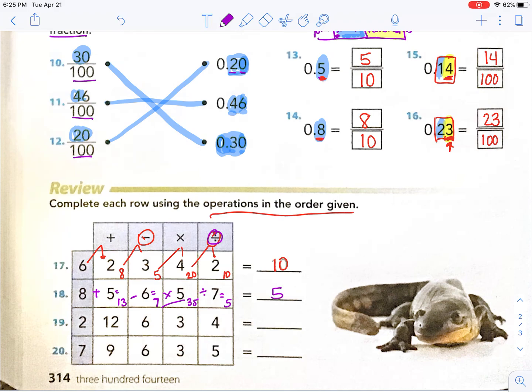So you're using these. I'll even put it right here. So divided by, plus, and then subtract, whatever your answer is, subtract, times, divided by. Okay, I want you to pause the video. I want you to try these last two on your own.